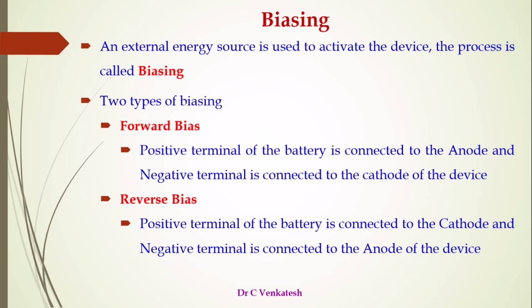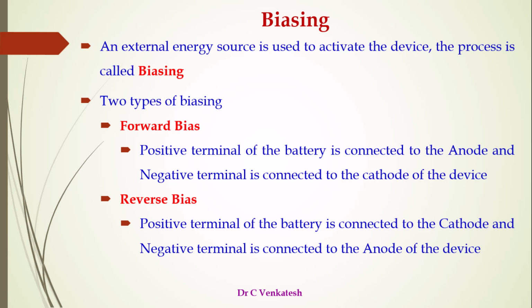Biasing means inclination. Here, we are going to activate the PN junction diode with external energy, that is battery source. The biasing is of two types: forward bias and reverse bias.